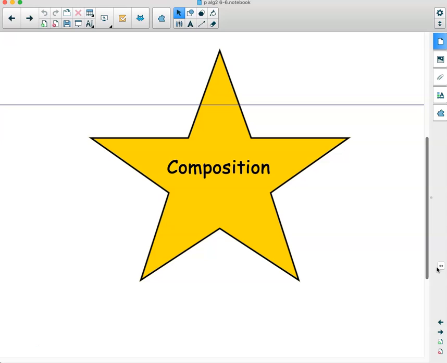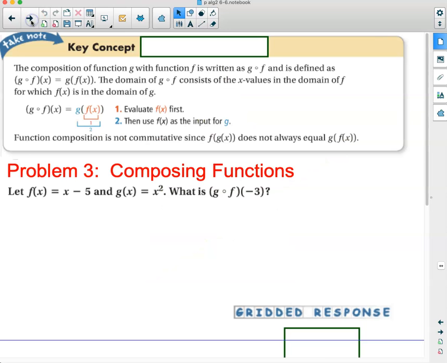Add, subtract, multiply, divide, and composition, which is compose when you talk about it as a verb. So composition. Again, it's not incredibly difficult. It's something you do and have already used in the past. You just didn't know that it had a fancy name. So it's got a fancy name. So our key concept here is to figure out what on earth is the composition of functions.